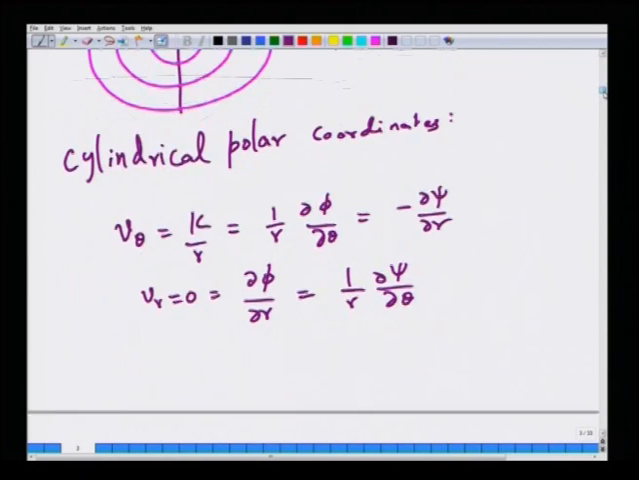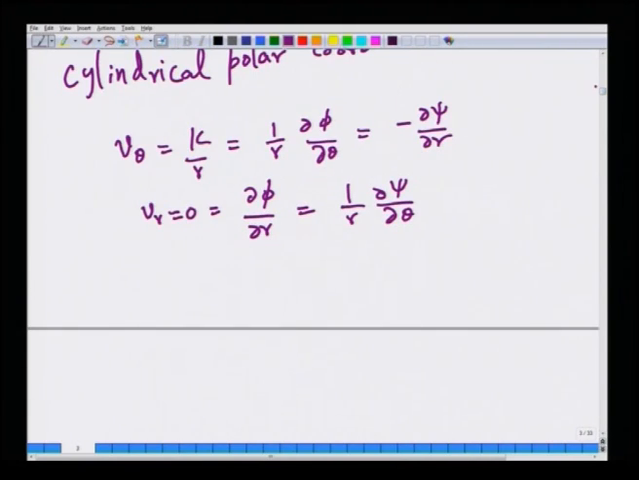Okay. So, if you integrate the v r equation, we will find that phi, if you integrate this with respect to r, becomes a constant which could be a function of theta, and psi, if you integrate this with respect to theta, you will find that it is a constant which could be a function only of r.